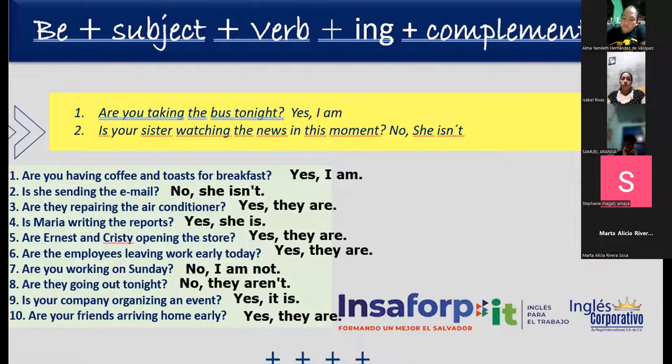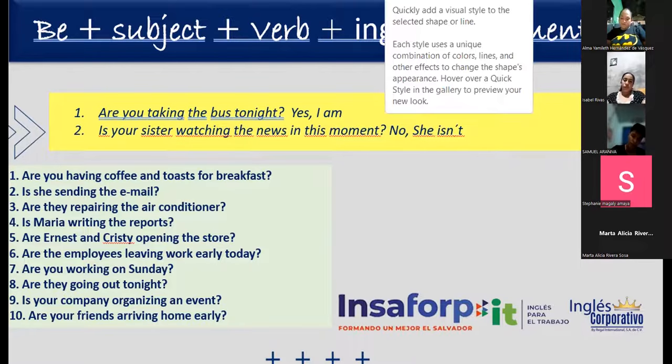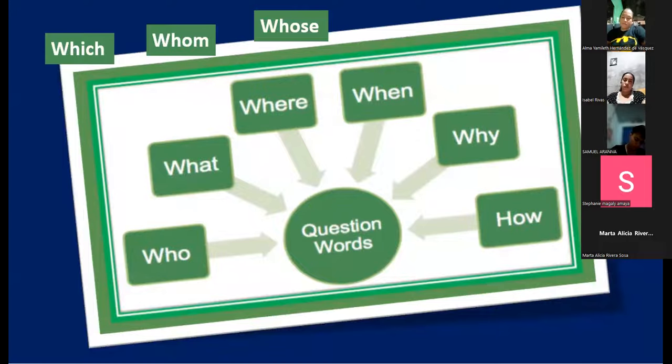To ask questions with a WH word, we need to know the WH words, right? Do you remember the WH words again? Here they are, okay? These are question words. A ver, digámoslos todos. Who? What? Where? When? Why? How? Which? Whom? Whose? All right.